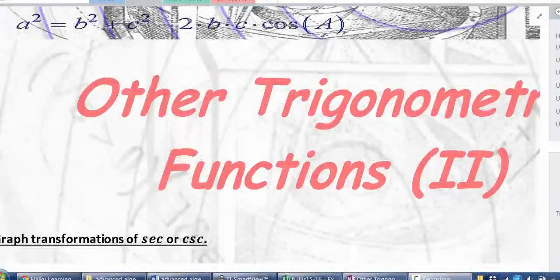In this video, I'm going to do some graph shifting of secant, cosecant, tangent, and cotangent. Hopefully you will see it's very simple to do. We have looked at these four graphs in the previous video, so let's begin graph shifting them.